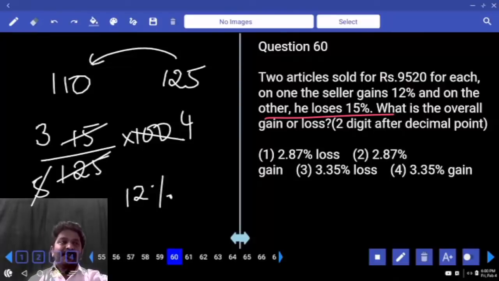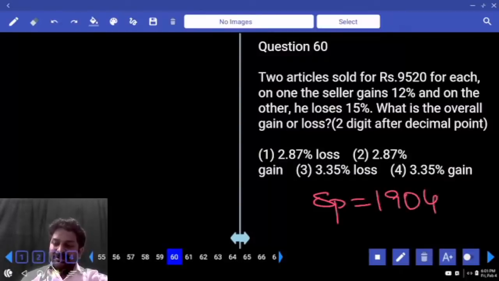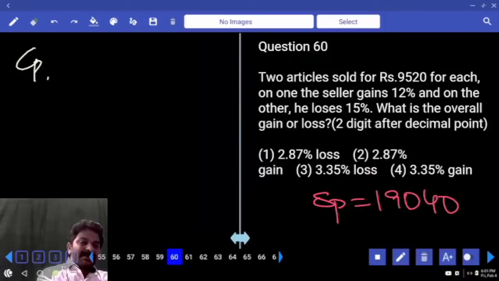Two articles sold for 9520 each. On one the seller gains 12%, on the other he loses 15%. What is the overall gain or loss percent? I told you yesterday, this question takes time because total selling price is equal to 19,040. To get cost price separately we have to calculate for first item and then second item.